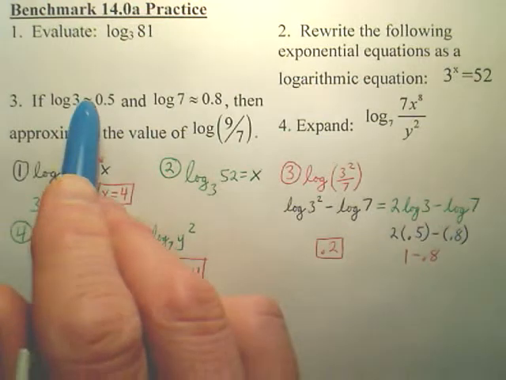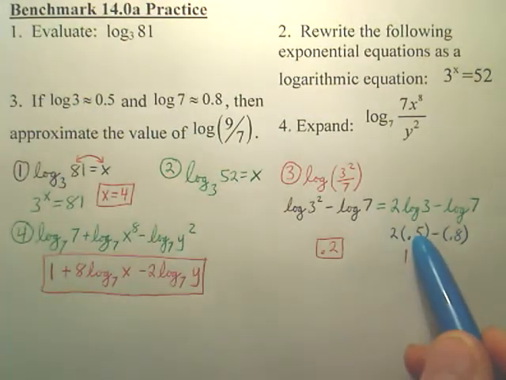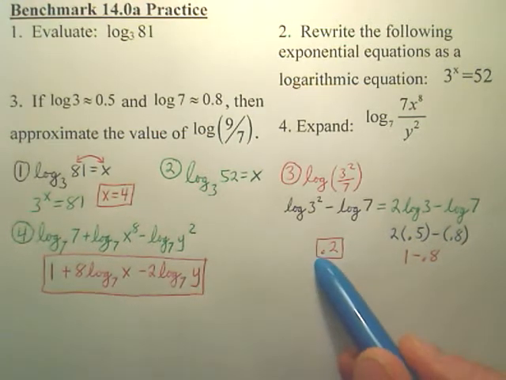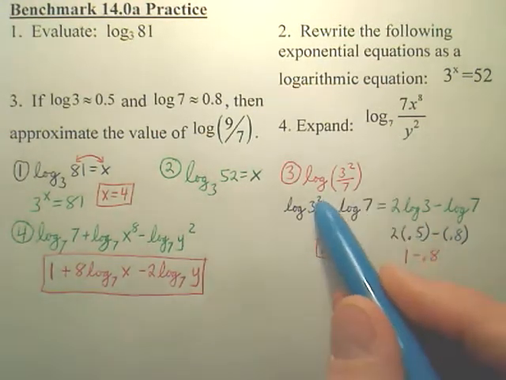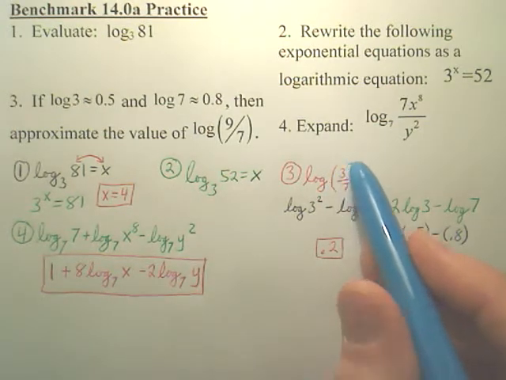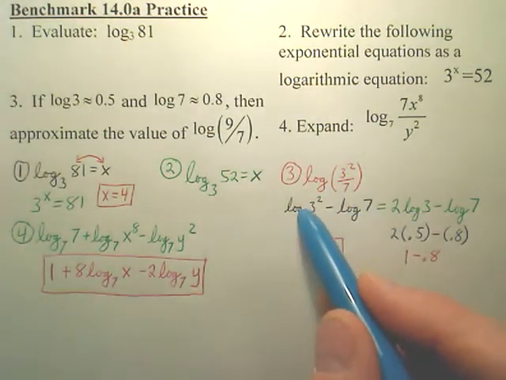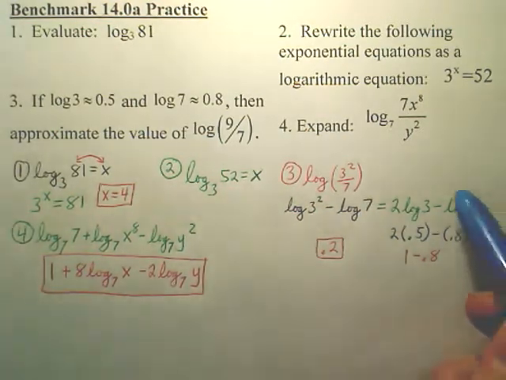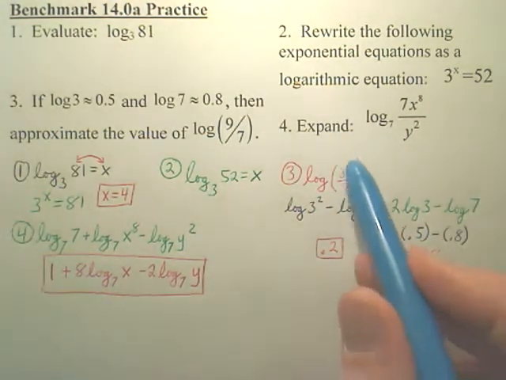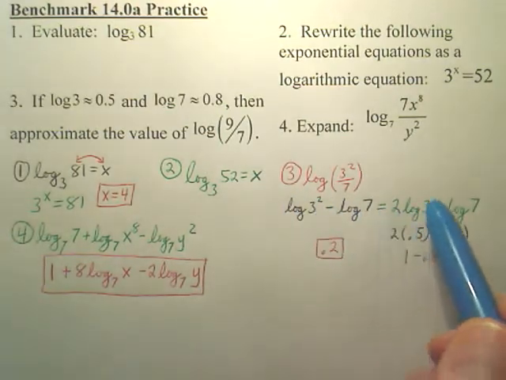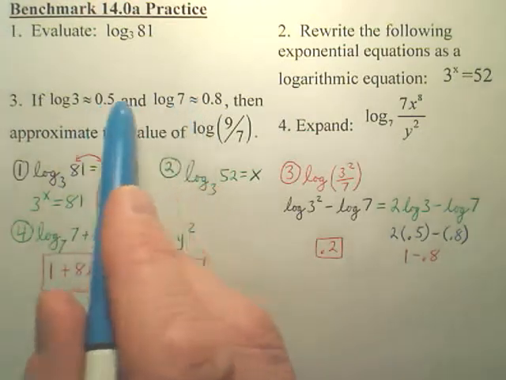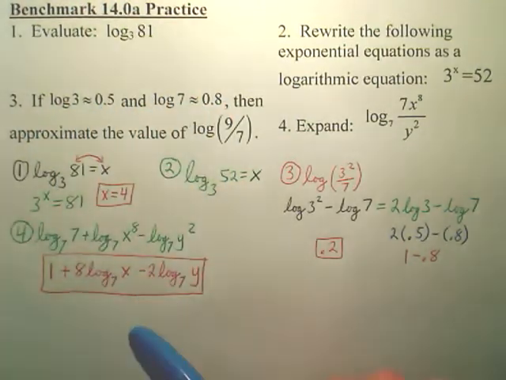Log 3, according to the problem, is 0.5, so I have 2 0.5s. And log 7 is 0.8, so you have 1 minus 0.8, which is 0.2. Now, if you don't like the squared here, you could have just wrote 3 times 3, and this right here would have been log 3 plus log 3 minus log 7. You would have got the same answer. Some people don't like the powers and forget to bring them up. But again, you're finding the value of this, given the 2 pieces of data given.